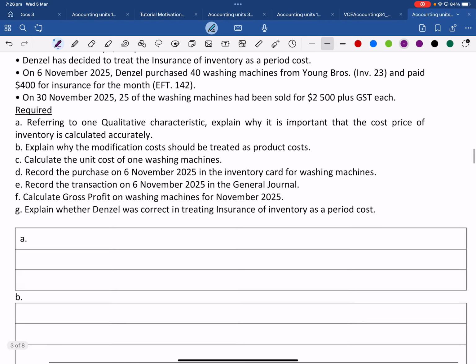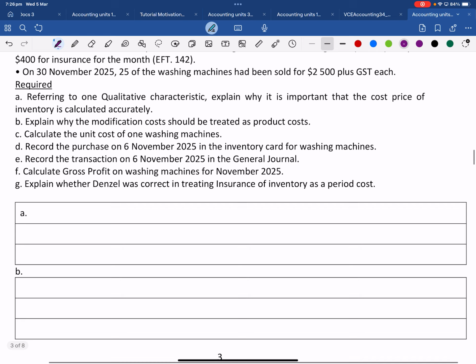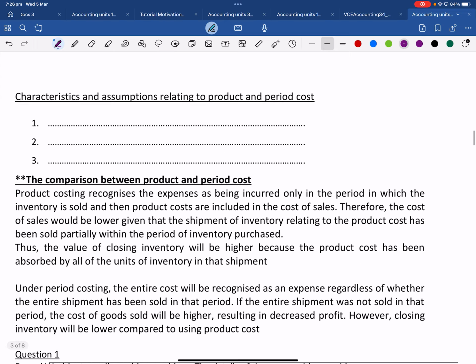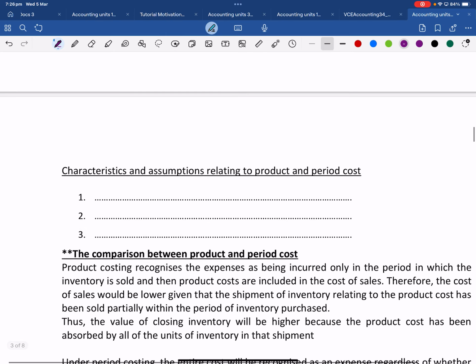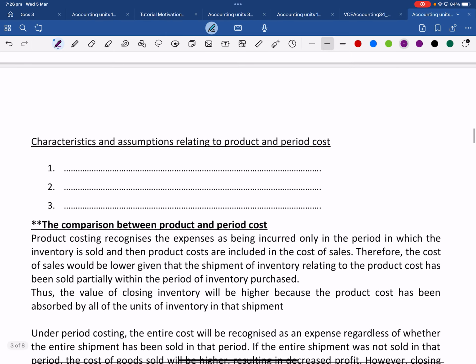Please take down the answer for part A. Okay. Part A I didn't give you. We'll go back to the notes, guys. It's on the same page though. What are the characteristics and assumptions relating to product cost and period cost?